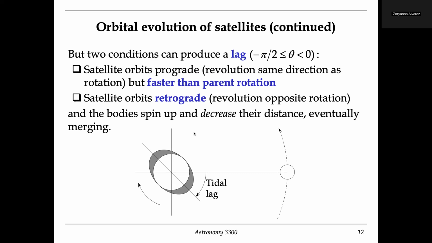Right? All right. Second one is that the satellite's orbit, let's say it's retrograde. Okay, so let's say it's going in the opposite direction of the rotation of the body. That would be the way for, say, Venus, right? Venus is going in the opposite direction. Let's say it had a moon going in the direction of all the other bodies in the solar system. That would be considered retrograde motion, right? If you have retrograde motion, the bodies will spin up and decrease their distance. Eventually.